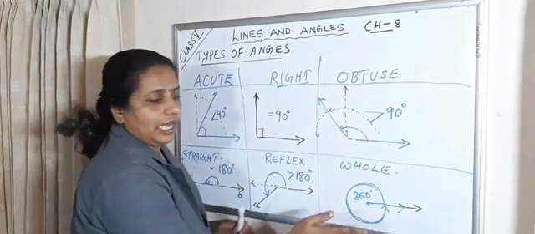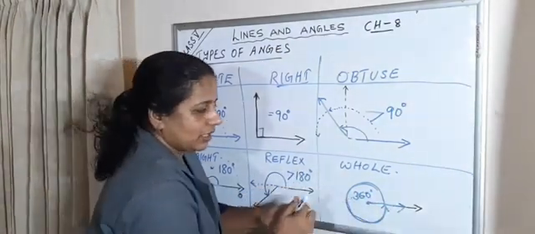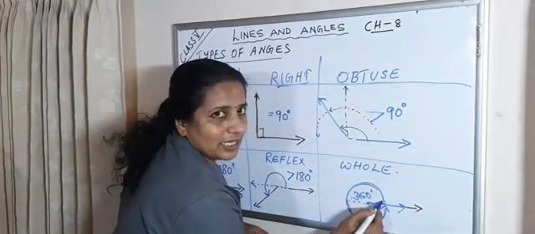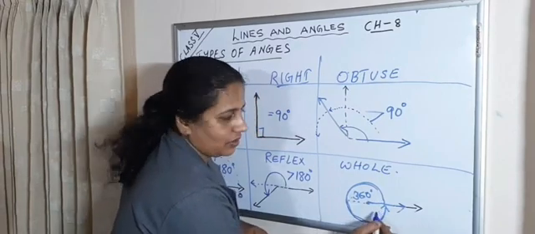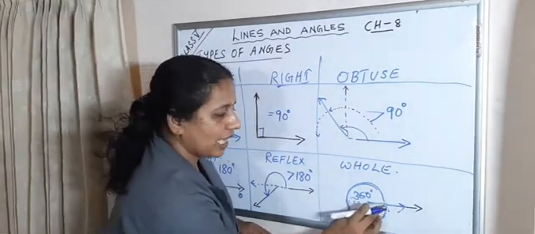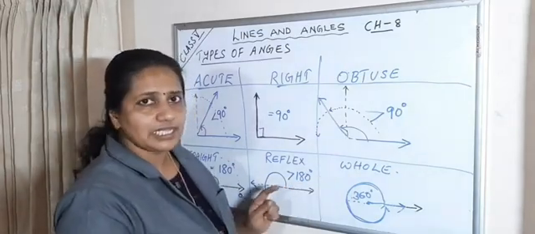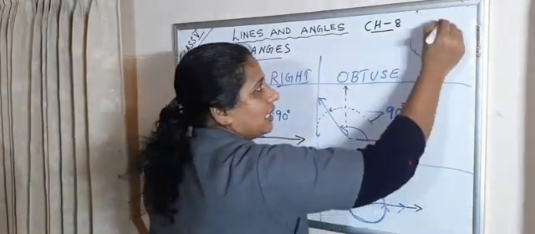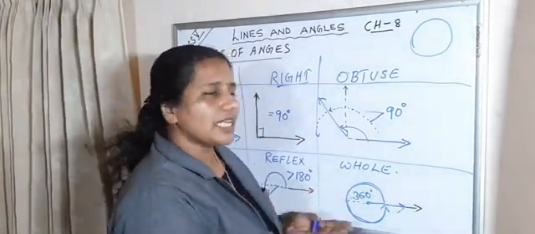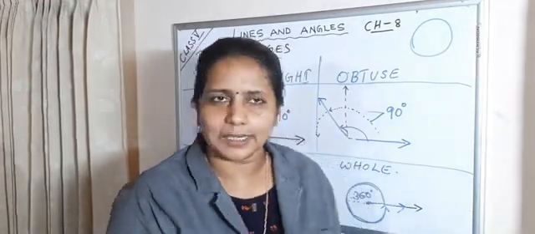One more thing, I told you a straight angle makes 180 degrees. Look here, you can see two protractors, one facing upwards and another facing downwards. So 180 plus 180 is 360. So a complete angle, a whole angle, makes 360. Then look here, what is the shape of a whole angle? It is a circle. So the degree measure of a circle is 360 degrees. Clear?